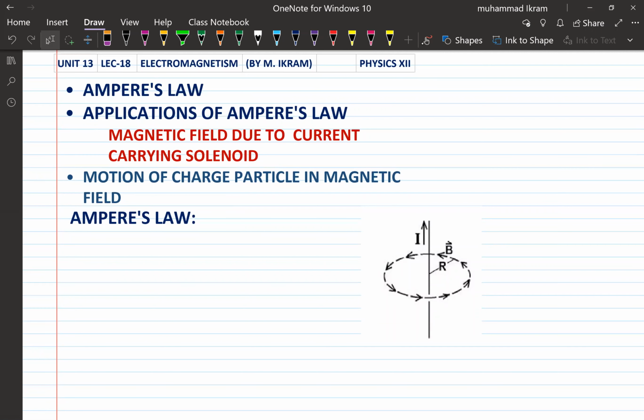Now, what is Ampere's law? Ampere's law is the most simple and powerful tool used to calculate the strength of the magnetic induction B around a current carrying conductor. This is the easiest way.